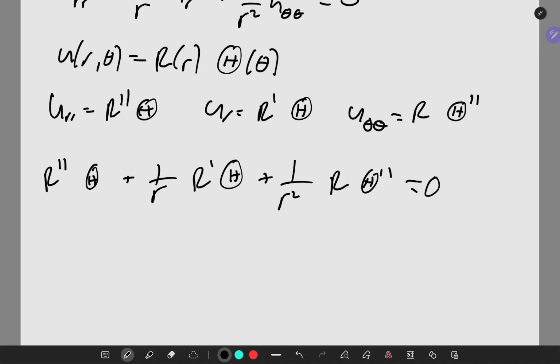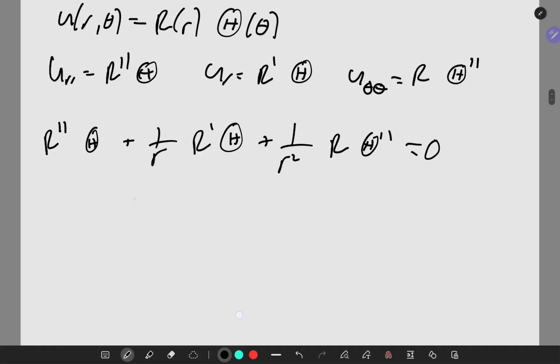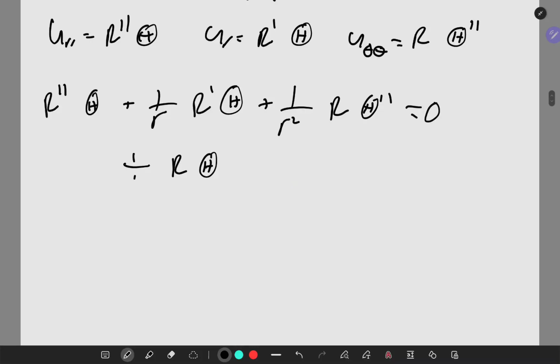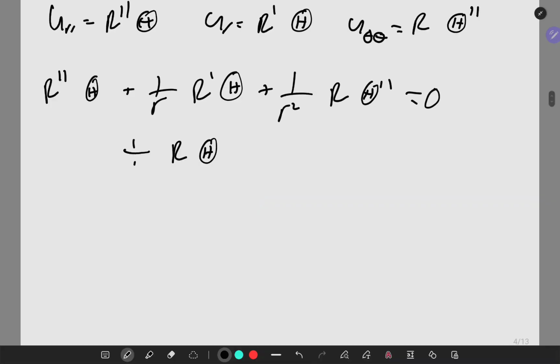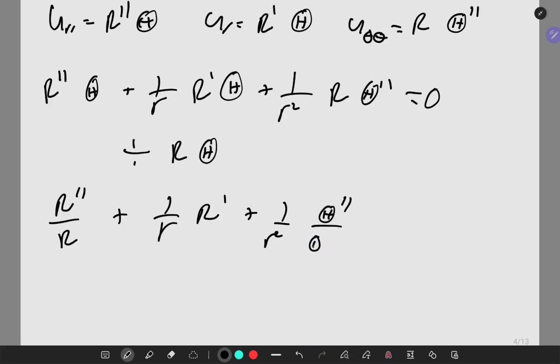All we have to do now is divide everything by the common term, so they all have an R and Theta. So we're going to divide by R and Theta. This would help us remove thetas from this one, and be left with just r's. And we'll remove the R from this one and leave us with just thetas. That's the main step in separating the variables. We have R double prime over R plus 1 over r R prime over R plus 1 over r squared Theta double prime over Theta is equal to 0.